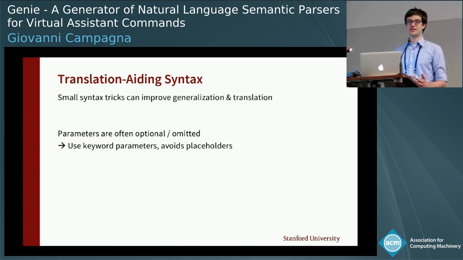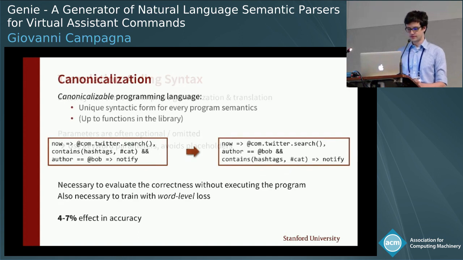We get to design the syntax, and we get to make small syntax tricks to improve translation. One that we have found very effective is to use keyword parameters, because parameters are often unspecified, and with keywords we don't need to learn a lot of placeholders.